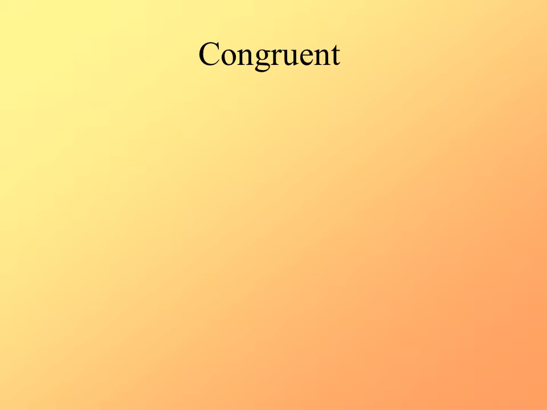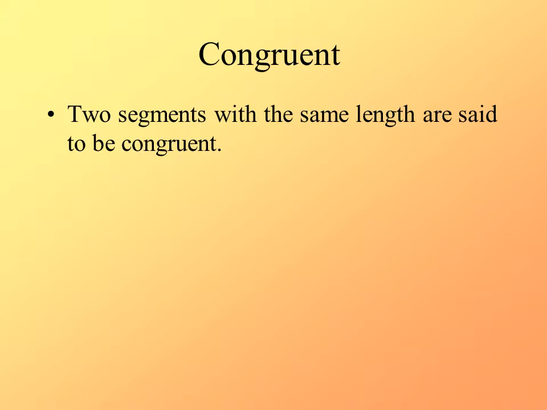Let's define another word, congruent. Two segments with the same length are said to be congruent. It means they have the same measures. Here are two segments, segment AB and segment CD.